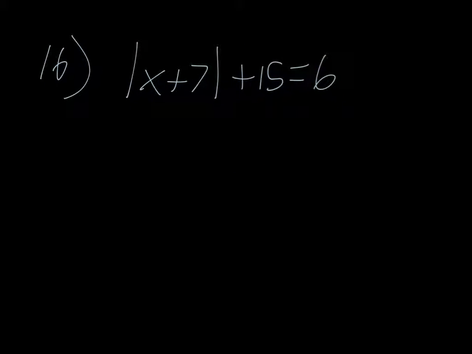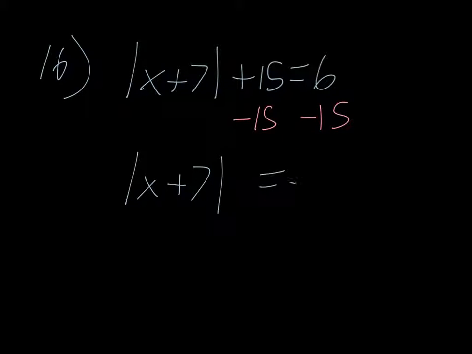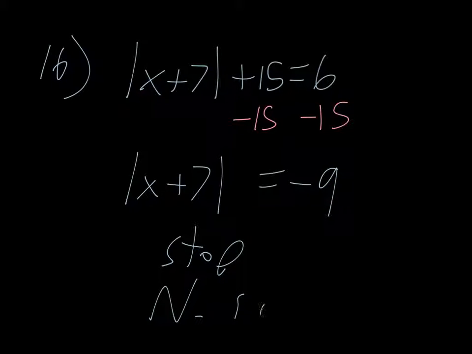Okay, another absolute value problem, but we don't start by splitting it up yet. I have to get it by itself first. So I'm going to minus 15 on both sides, which gives me x plus 7 in absolute value bars equals negative 9. And right there I'm going to stop because it's no solution. Because right here, an absolute value cannot equal a negative number when you have this thing by itself. So we're done right there.